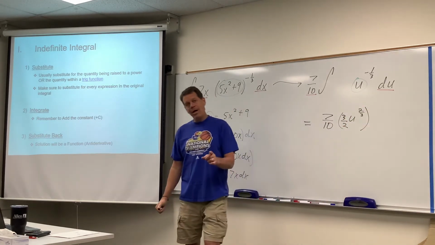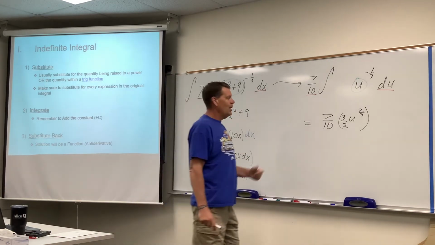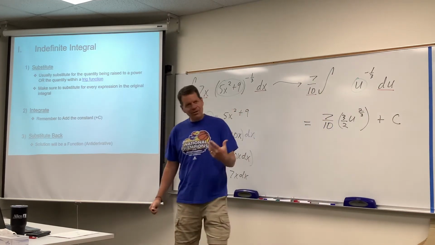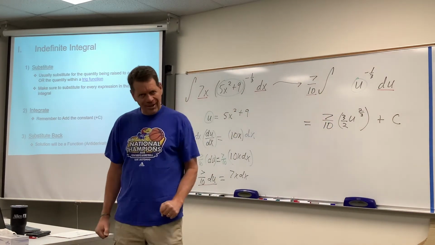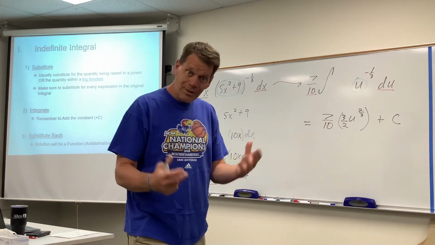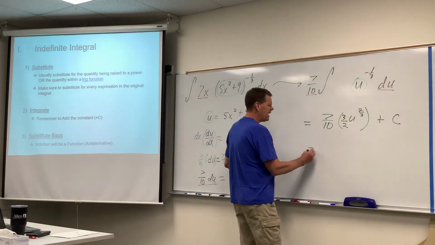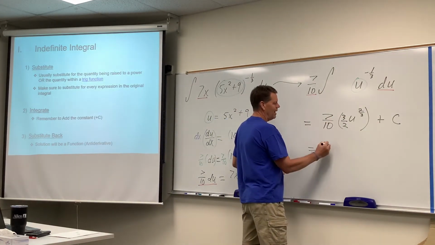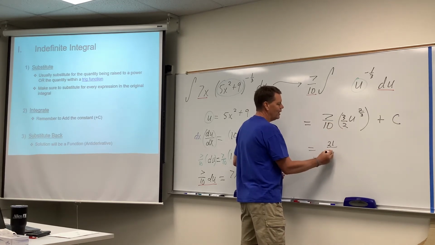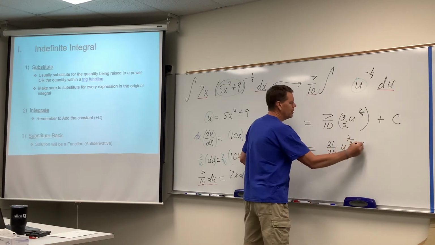Oh, hey, wait a minute. This one didn't have limits of integration that we substituted. This would be the one where we need to remember to add the constant there. Waitress! I hope you read the joke. If you read the joke, you get the reference. Waitress plus c, all right? And then, clean it up a little bit. Let's multiply that. That'd be 21, 7 times 3. 10 times 2, 20. 21 over 20, u to the 2/3 plus c.